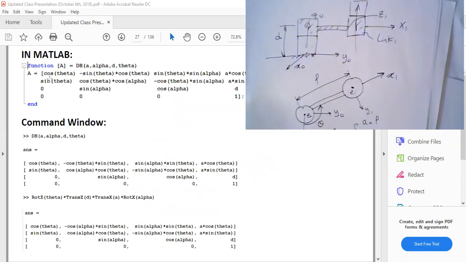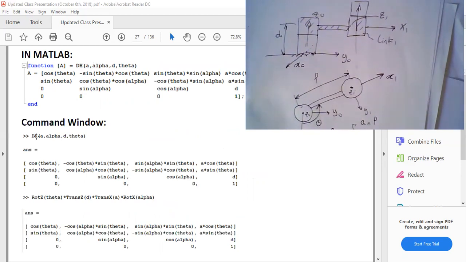And what I've done here in MATLAB is I programmed this function that I just showed you, the sequence of A, alpha, D, and then theta, and now I actually have that here. So the arguments you have to pass are A, alpha, D, and then theta. If it was a rotational joint, your symbolic variable is going to be theta. If it was a prismatic joint, your symbolic variable is going to be D.